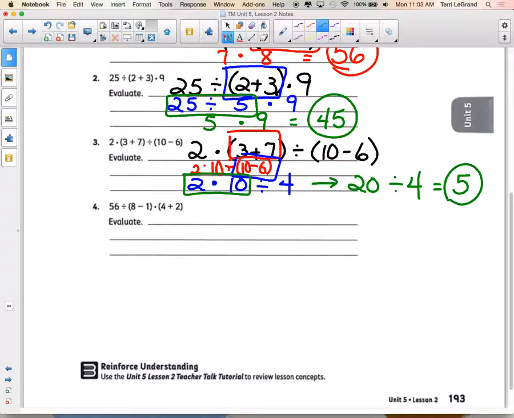Okay, now you're going to totally do number 4 on your own. Let's see what we get. Totally do number 4 on your own. And then when you're done, would you get out your calculators?